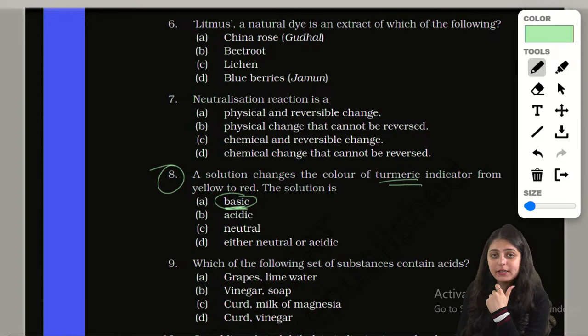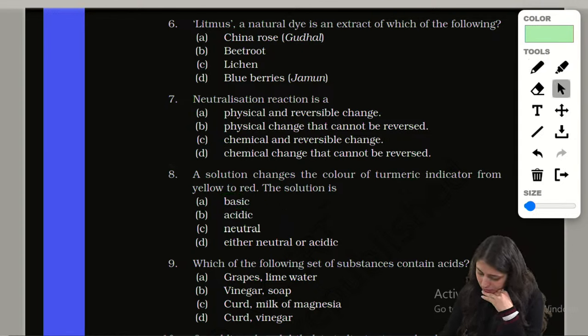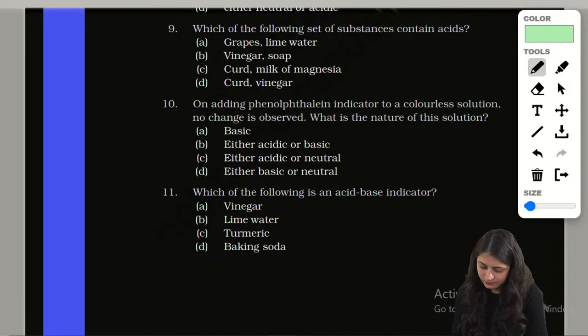Turmeric, hamara jo indicator hai, wo yellow hi rehta hai न्यूट्रल और एसिडिक में. It is going to stay yellow in neutral and acidic, but in bases it turns red. Okay. Very good. चलिए, moving on to question number 9 now. Which of the following set of substances contain acids? इनमें से आपको बताना है कि एसिड्स किस किस में प्रेजेंट है. Grapes, lime water, vinegar, soap, curd, milk of magnesia, curd, vinegar.